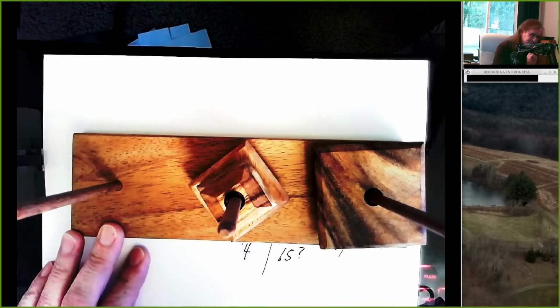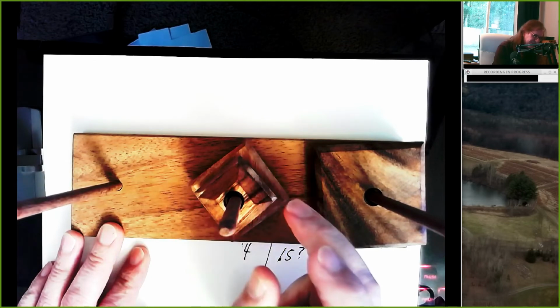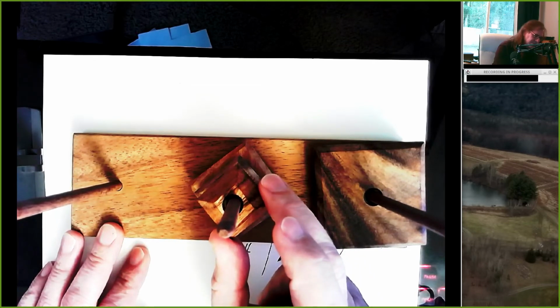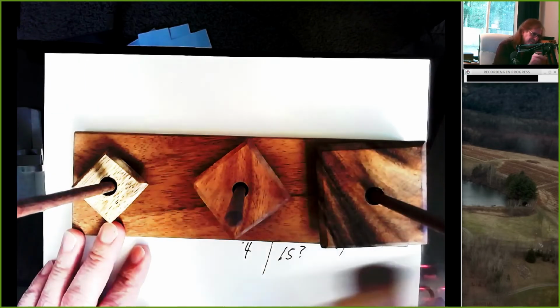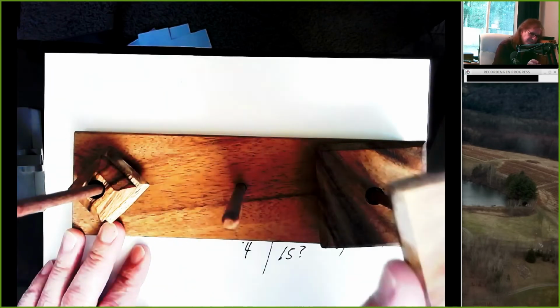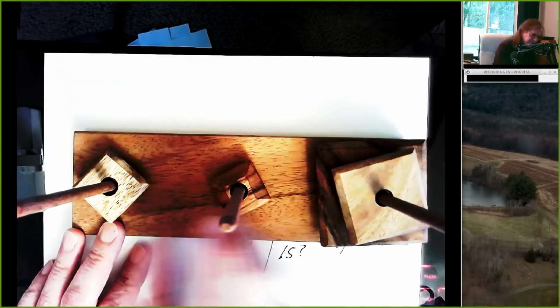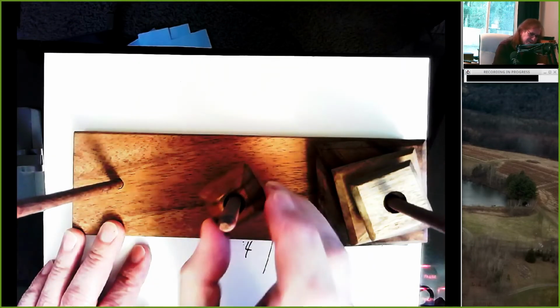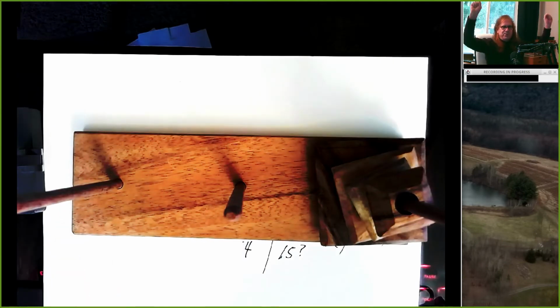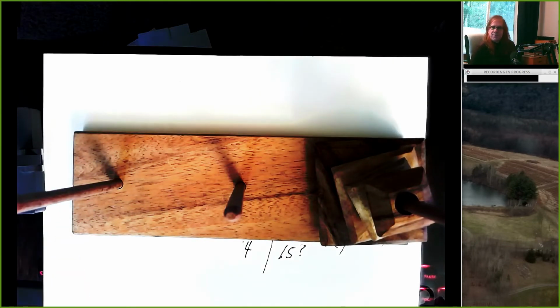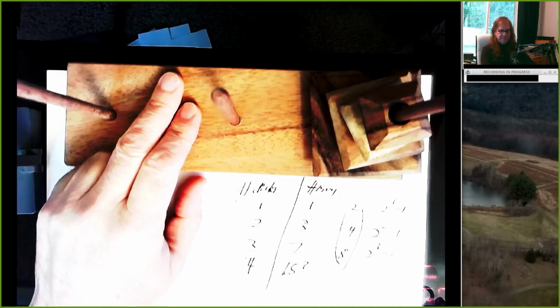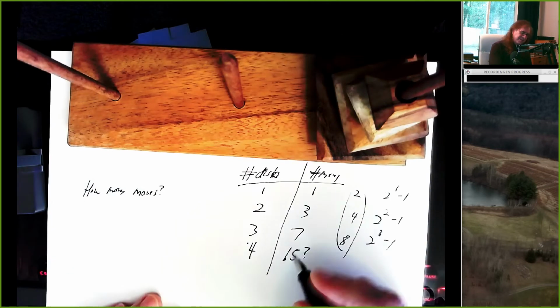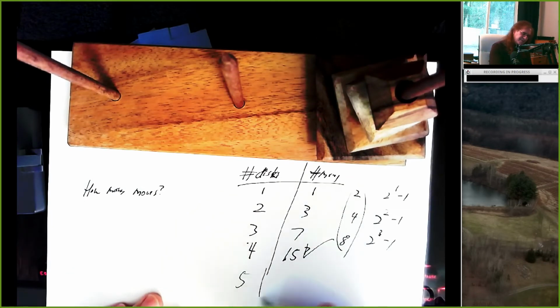3, that's tricky. I got 8 moves used. I got 7 left. 9, 10, 11, 12, 13, 14, 15. Alright, so this pattern seems to hold. And so theoretically, 5 disks should be doable in 31 moves.